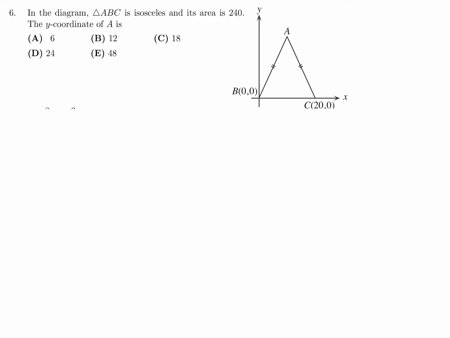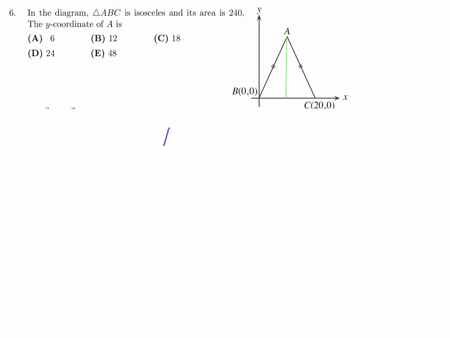In the diagram, triangle ABC is isosceles and its area is 240. The y coordinate of A is... So the first thing I want to draw is a perpendicular from A down to the base there. And since this is an isosceles triangle, it will cut the base into 2 parts. Now, I don't know if that's important for us, but I just wanted to mention that.